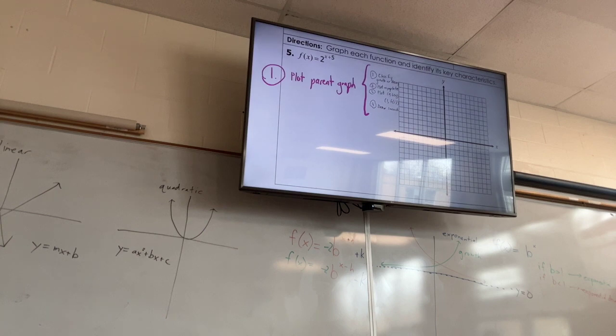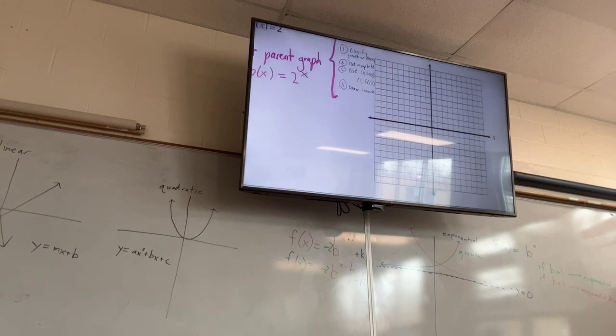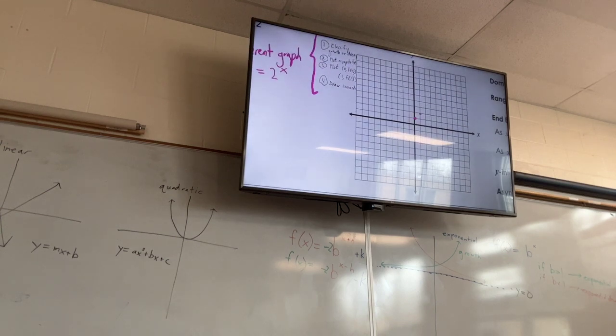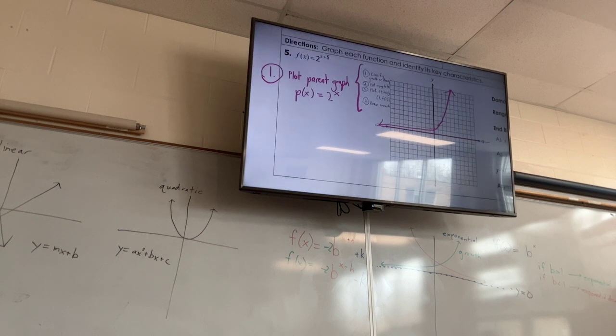So the parent graph, what's the parent graph here? 2 to the x, right? So I'll have 0, 1, 1, 2, a little asymptote in there. Plot the parent graph, okay? And then write down your transformations.